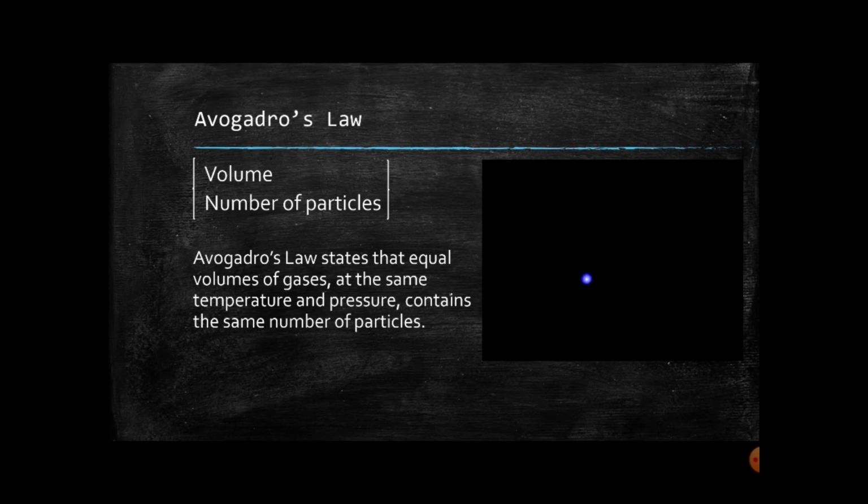This would be true for every single gas. It doesn't matter how small or how large the gas particles are, because we know that gases have large spaces between them. So at any given time, there's always more space than we actually have particles. It doesn't matter which particle it is, a set volume will always have the same number of particles.